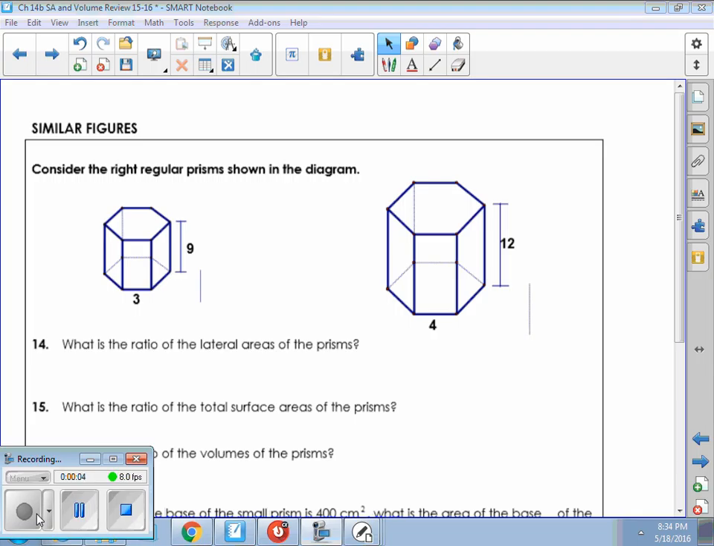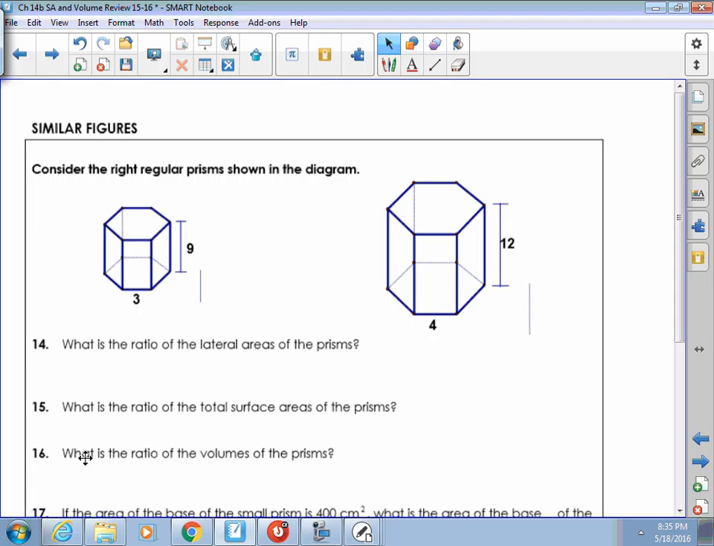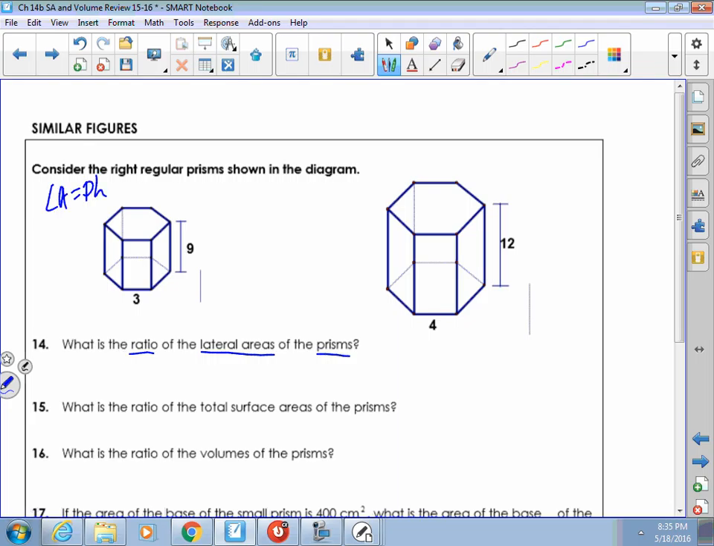The next section is just dealing with some problem solving skills, using what we know about shapes and about area, along with scale factor. On this first one, it says, what is the ratio of the lateral areas of the prism? You can literally calculate the lateral area of this, which is the perimeter of the base times the height, and the lateral area of this one, which is also the perimeter of the base times the height.